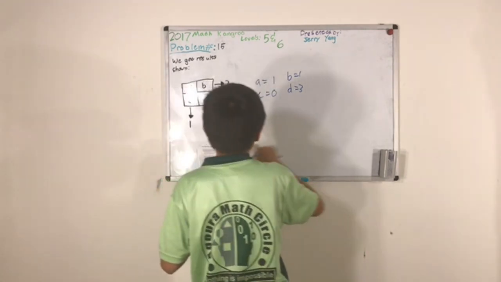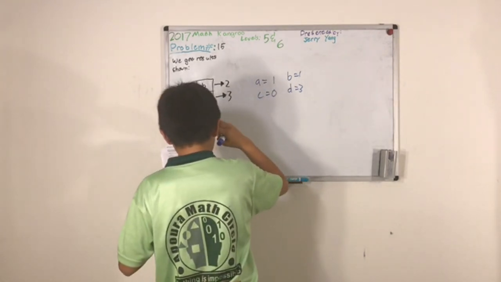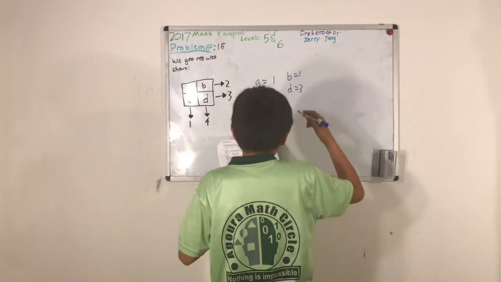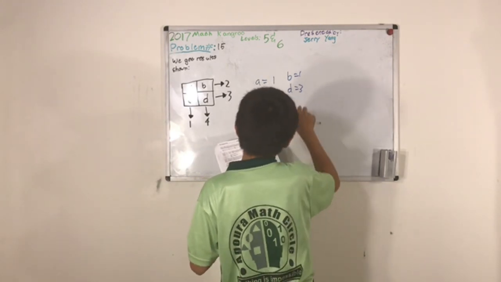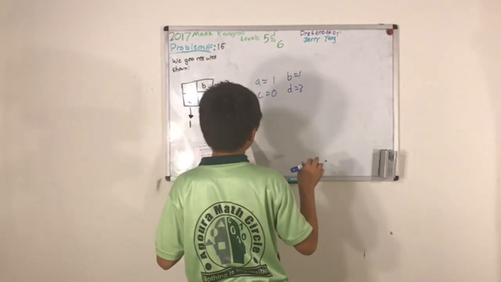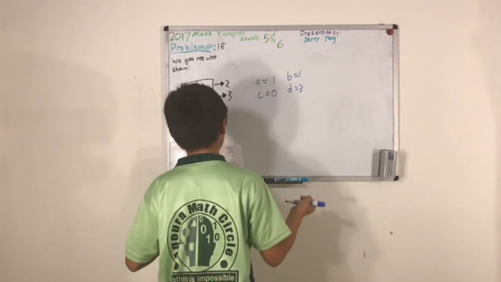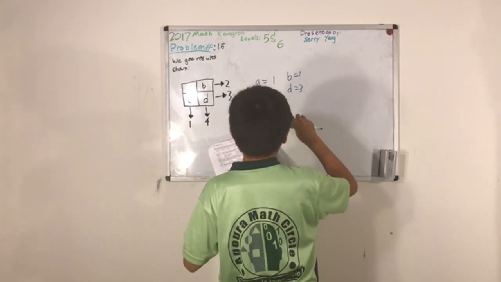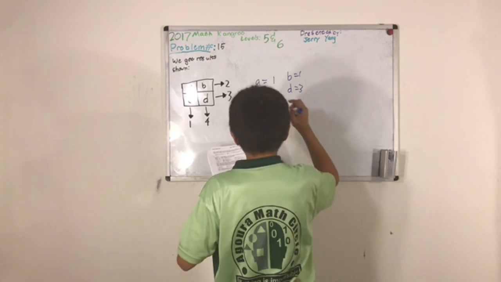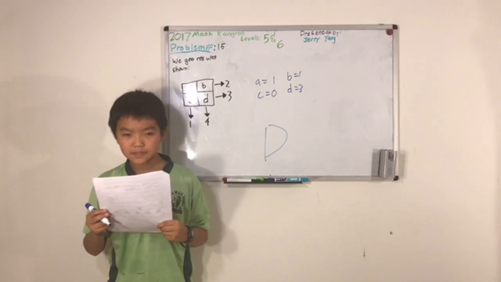A is equal to D. No, because D is greater than A. B is equal to C. No, because C is 0. A is greater than D. No, because once again, D is 3. A is less than D. A is less than D, but just to make sure, we'll check the last one, which is E. C is greater than B. No, because C is 0. Therefore, we know our answer is D. A is less than D.